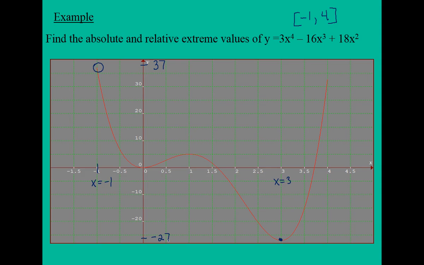Looking for relative extremes, we have a valley right here, and the lowest point is there. So we have a local minimum at x equals 0. Here we have a hill, and the very top there is at x equals 1. There's a local maximum. And then at x equals 3, that again is a local minimum, as well as an absolute minimum.